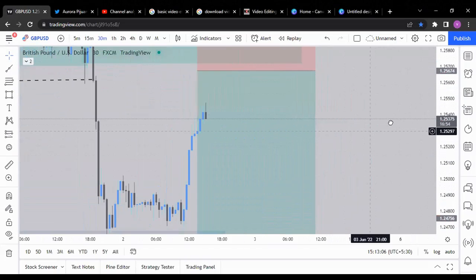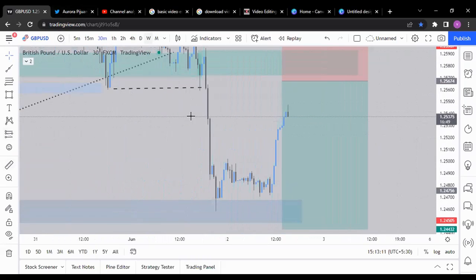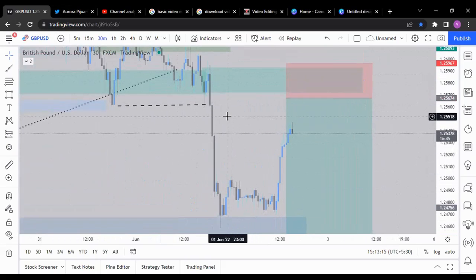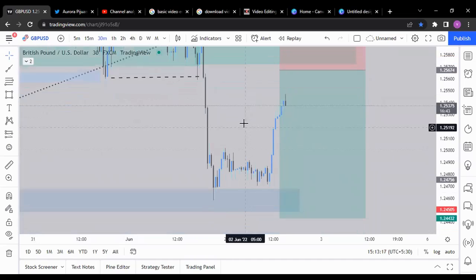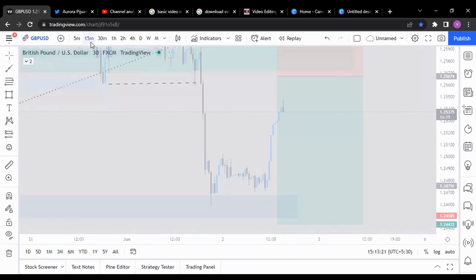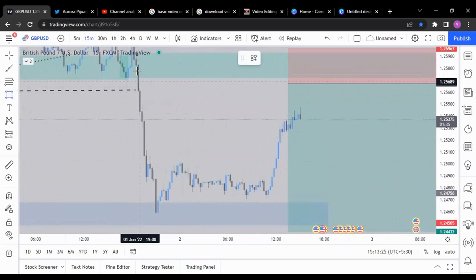So this will be a quick entry look into the London session. This will be GBPUSD. Yesterday we got this drop and I predicted that the price would get back here, and that is exactly what it's doing. So if we move to the 15-minute time frame, you can see that we pretty much have an imbalance right from here to here.